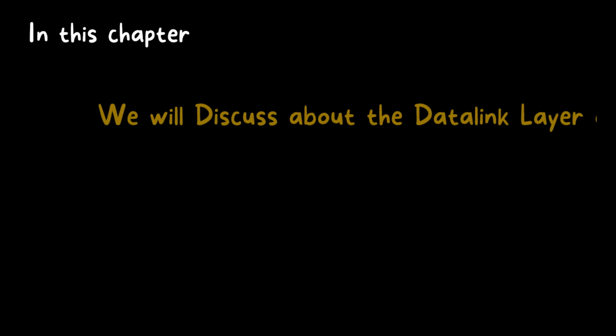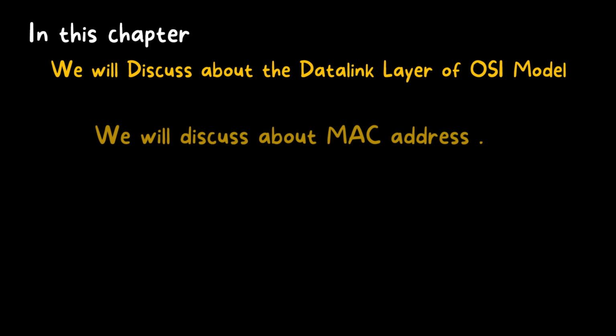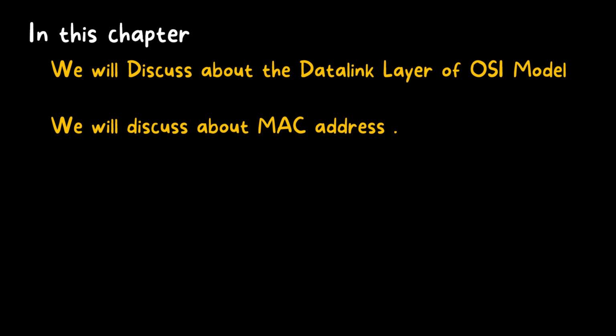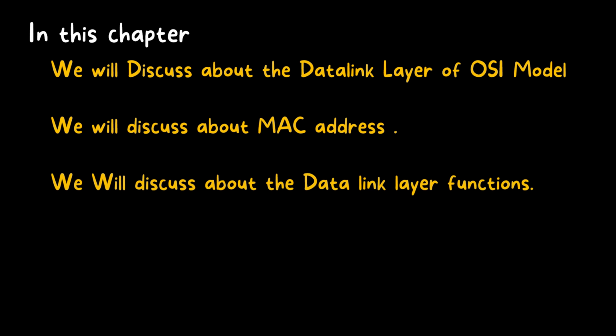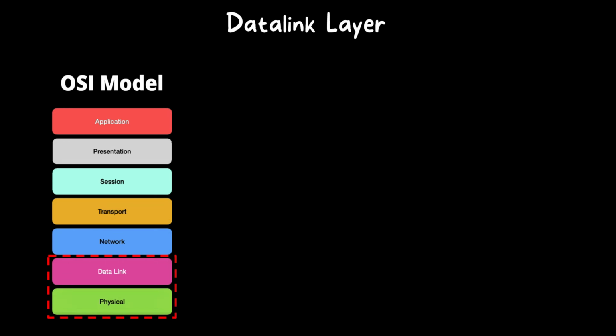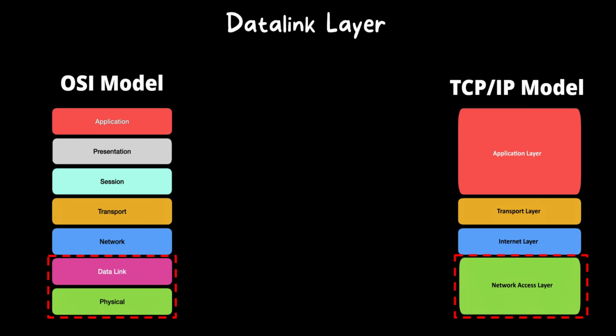In this chapter, we will discuss the data link layer of the OSI model. We will discuss MAC addresses. Then finally, we will discuss the data link layer functions. So let's talk about the data link layer. The data link layer is the second layer of the OSI model.